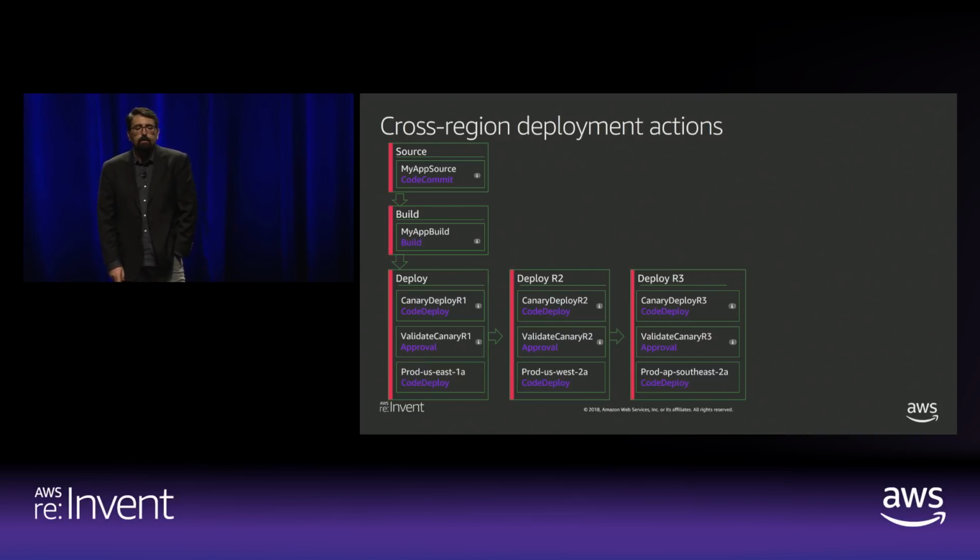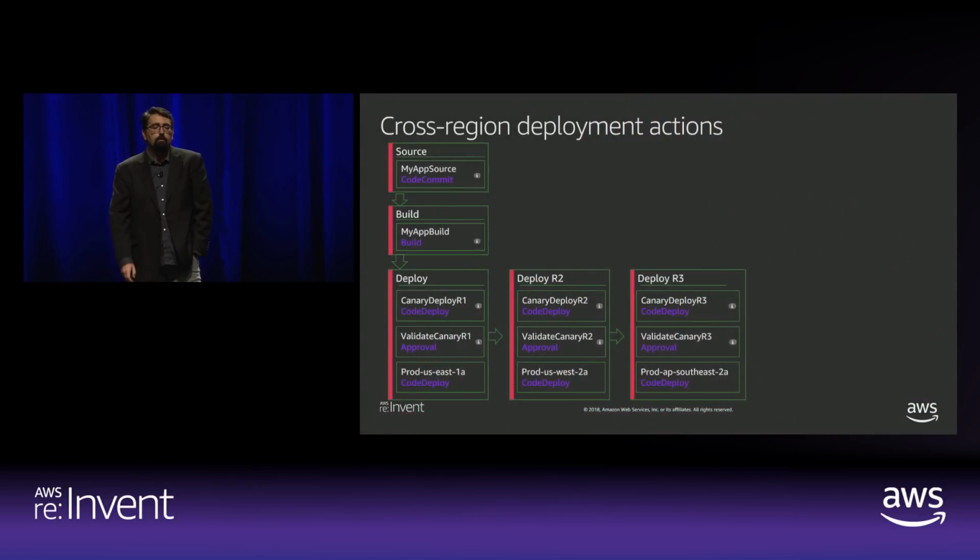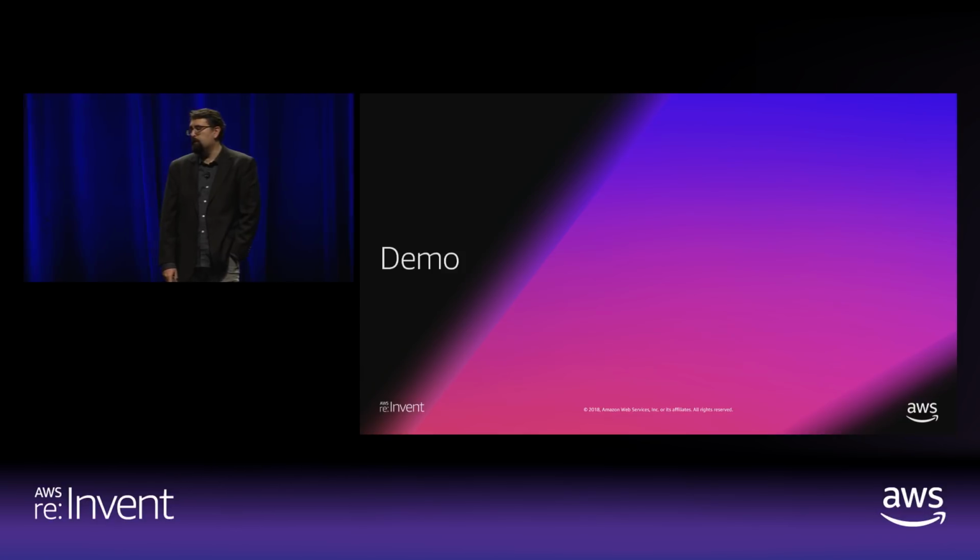So if we look at how this looks as we evolve our pipeline, our deployment, actually, let me go back. Our deployment is going to be broken up into multiple stages at this point. So one stage per each region. It's the same process per each region. Deploy to a canary, validate, roll through the rest of the deployments. So we'll show you a very quick demo of this one.